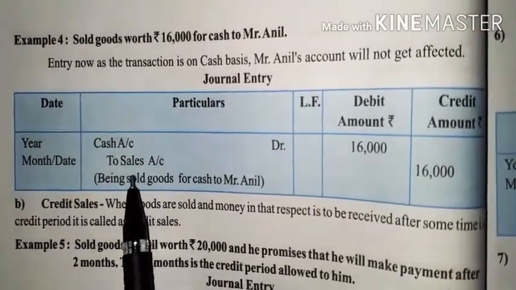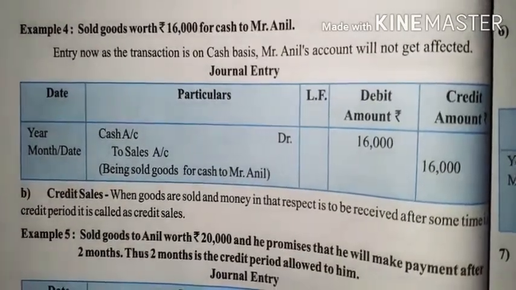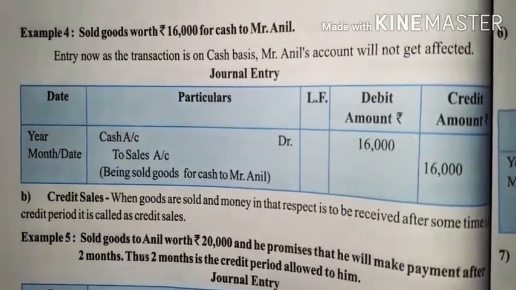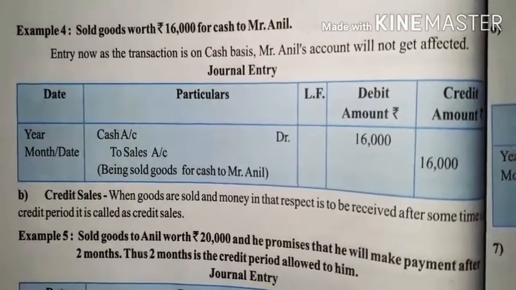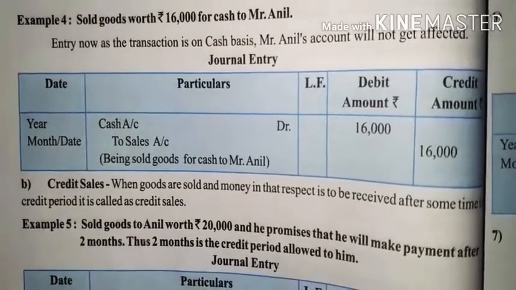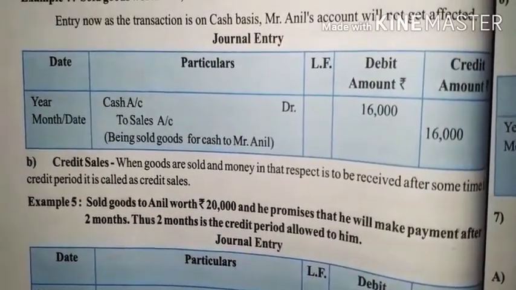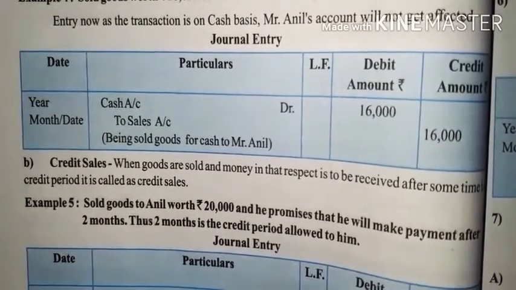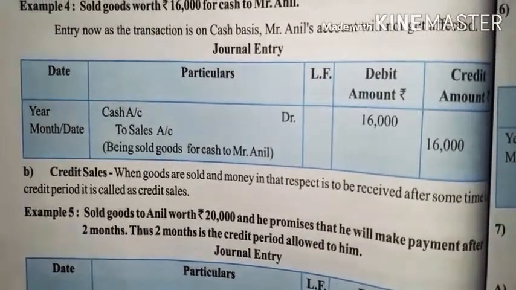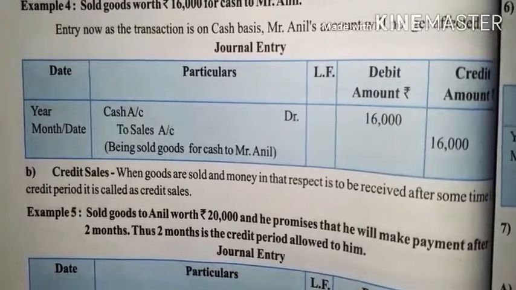Second account will be sales account. Now why will sales account appear over here? Because you have sold goods to Mr. Anil and this is a cash transaction, because cash payment is made immediately after the selling of the goods. That is why the second account will be sales account.